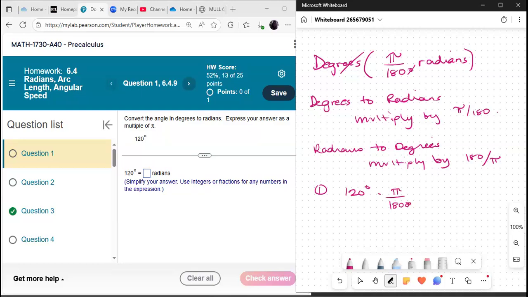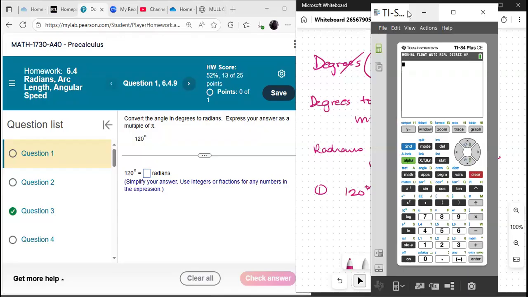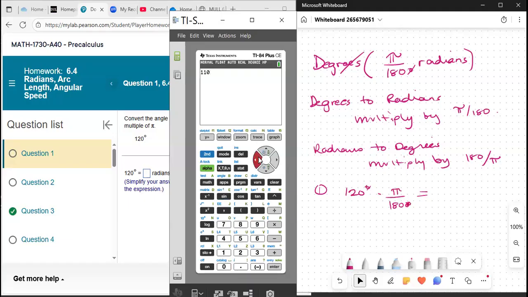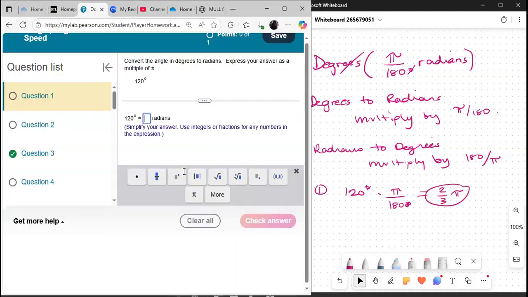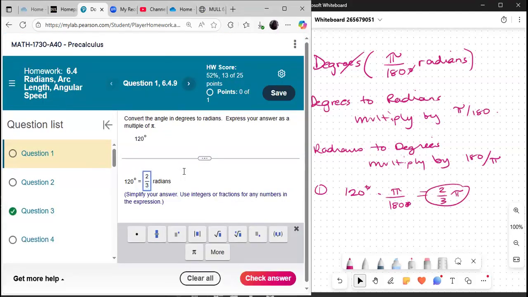So for number 1, 120 degrees, we multiply by pi over 180. The degrees cancel, and we're left with pi in our answer, but we'll have to reduce that fraction. So we have 120 divided by 180. Press math, enter, enter, and we have 2/3 pi radians. And they do want pi in the answer.